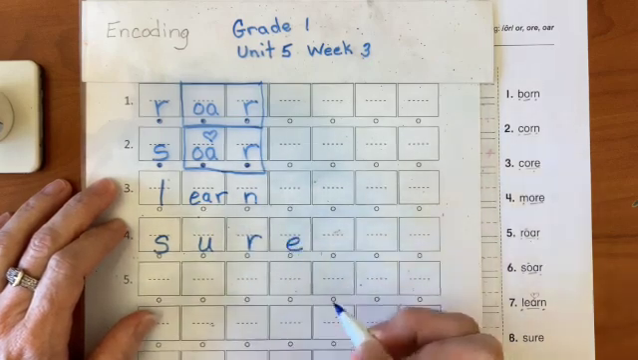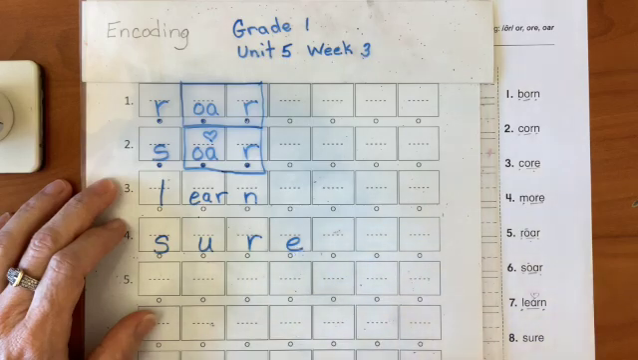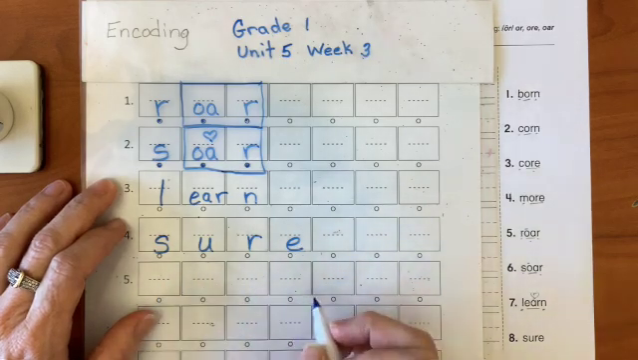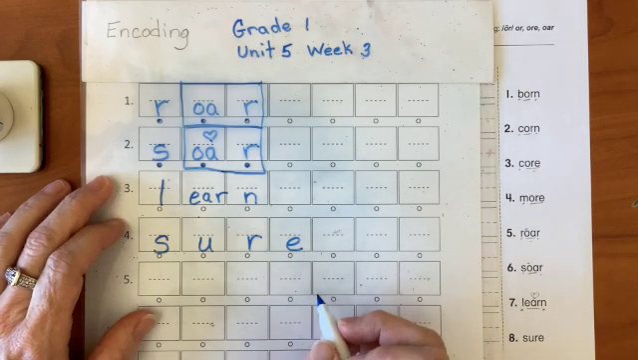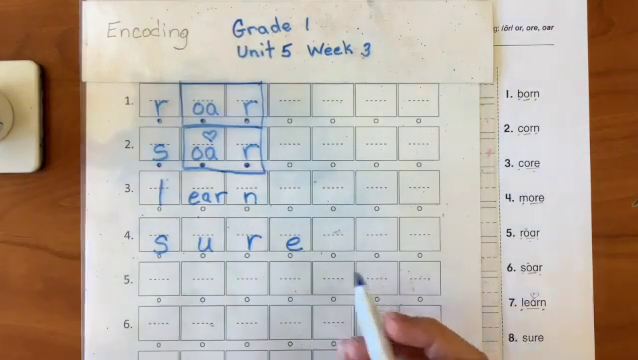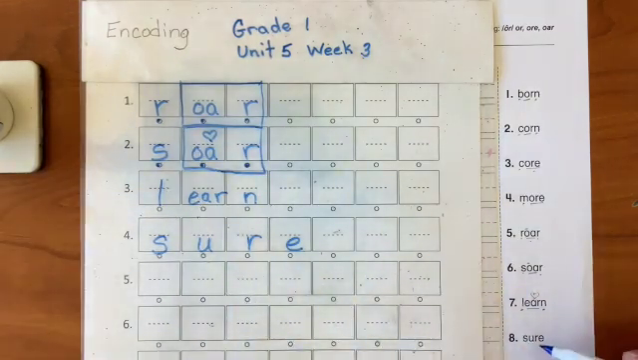S-U-R-E, shore. If you try and sound that out, you're going to put different grapheme patterns. So don't try and sound that out. Just memorize it by spelling it. S-U-R-E, shore. Are you sure you can come with me? Say, yes, I am sure I can come.